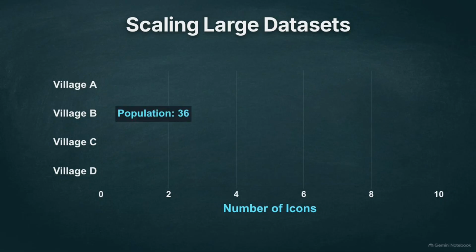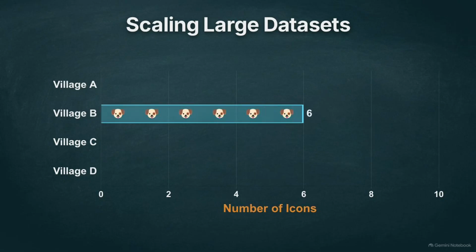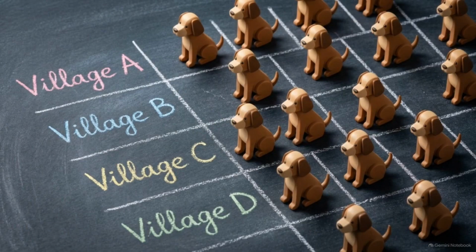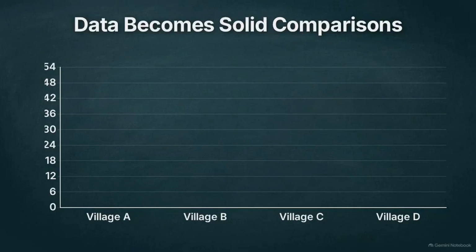If Village B has 36 dogs in total, how many icons do we need to draw in its row? We need exactly 6 icons. By dividing the total population of 36 by our scale of 6, we keep the row concise while accurately representing the real-world data. Setting an appropriate scale compresses large numbers into a visual format that is easy to process and analyze. A bar graph is our next tool.